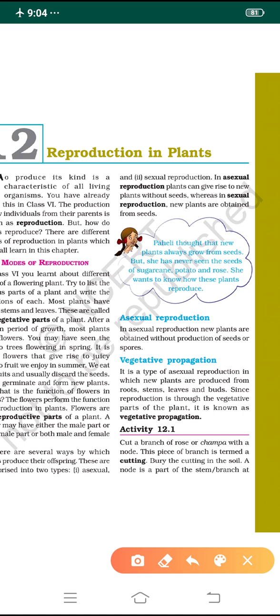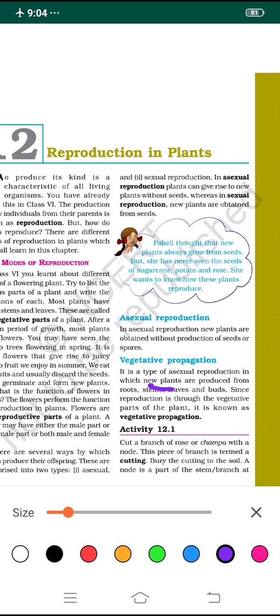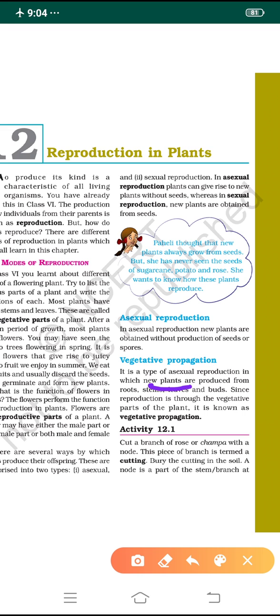It is the type of asexual reproduction in which new plants are produced from which parts? They are produced from roots, stem, leaves, and buds. Remember, all of you. In this kind of reproduction, new plants are produced from the roots. From a root a new plant can grow, from a stem also, from leaves also, and even from buds. These four parts we call vegetative parts.